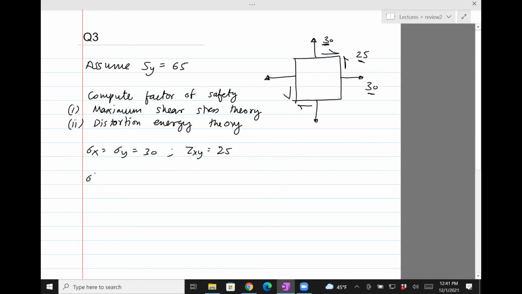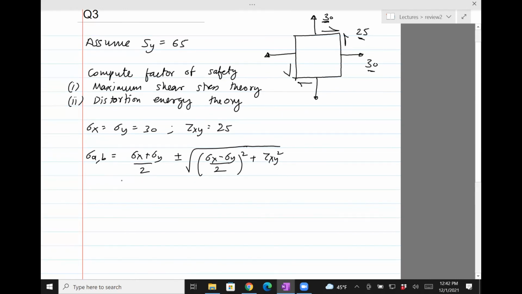And the next part is to identify the principal stresses, which is a formula which will be given to you. It's sigma x plus sigma y divided by 2 plus or minus square root of sigma x minus sigma y over 2, squared, plus tau xy squared. You could also get the principal stress using Mohr's circle. Now you're not asked to draw the Mohr circle, so you may as well use any method you choose. So you have 30 plus 30 divided by 2 plus or minus 30 minus 30 squared plus 25 squared.